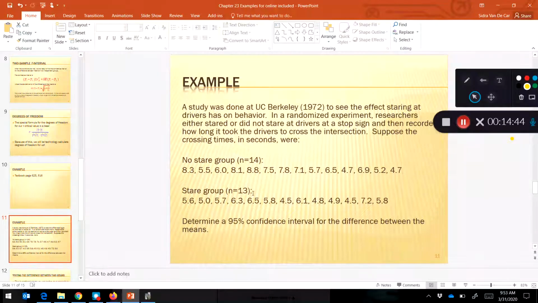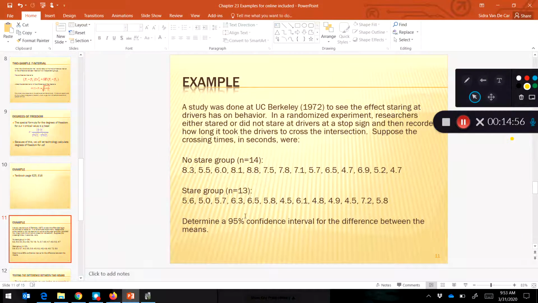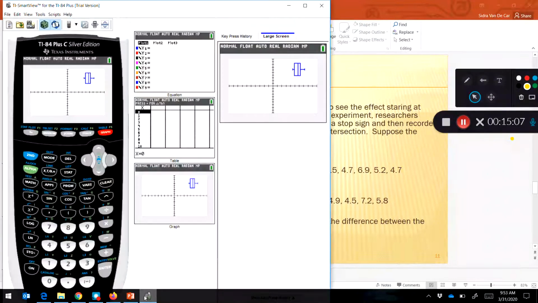The higher the sample size, the more normal the distribution is going to look. So we're going to say, yeah, these are roughly normal, bearing in mind that the second has a little bit of skewness. And then, of course, these would be independent because we've got one group where we're staring at them and another group where we're not. And there's no overlap between the two groups, between the drivers, anything like that.